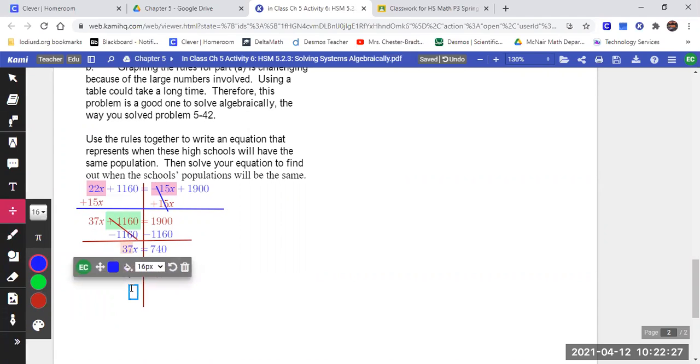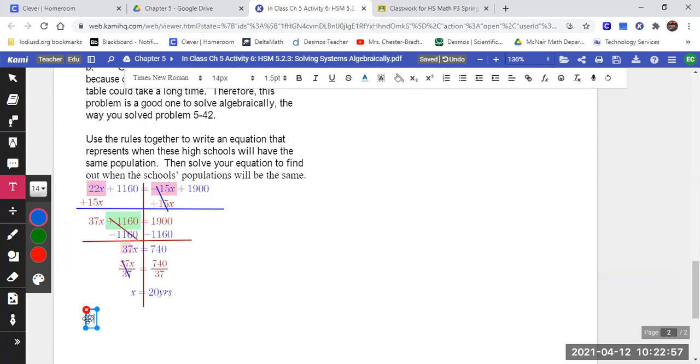We have x equals what? Do the math on the calculator. How many years will it take for Richmond to come down and Post Falls to go up so they can meet at the same population? 20 years. Okay. Solve your equation to find when the populations are going to be the same.